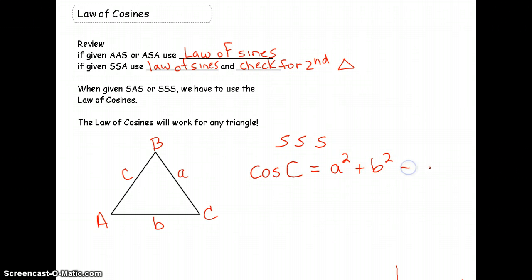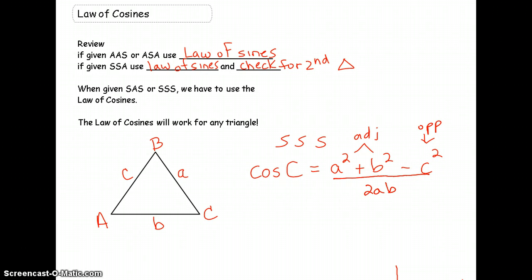And then you subtract the opposite side. So the opposite side is C, so I'm going to subtract C squared. So these two are my adjacent sides, and this one is my opposite side. And then I'm going to divide all of that by 2 times the adjacent sides. So I'm going to end up with 2AB on the bottom.